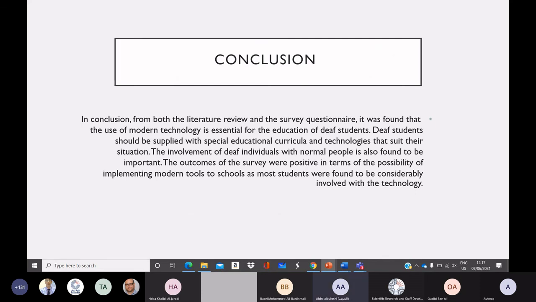In conclusion, from both the literature review and the survey questionnaire, we found that the use of modern technology is essential for the education of deaf students. Deaf students should be supplied with special educational curricula and technologies that suit their situation. Integration of deaf individuals with normal people is also found to be important. The outcomes of the survey were positive in terms of the possibility of implementing modern tools in schools, as most students were found to be considerably involved with the technology. Thank you for listening. Any questions?